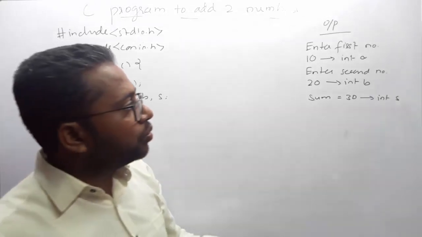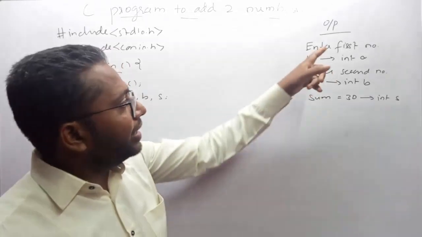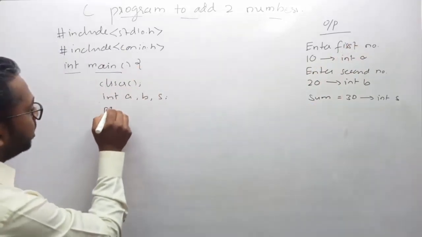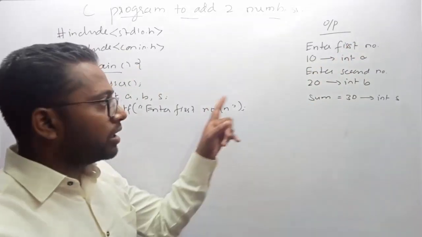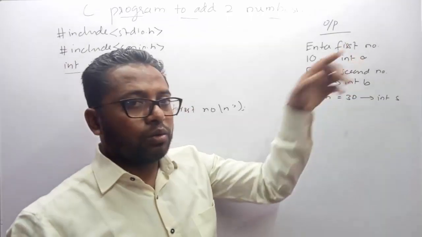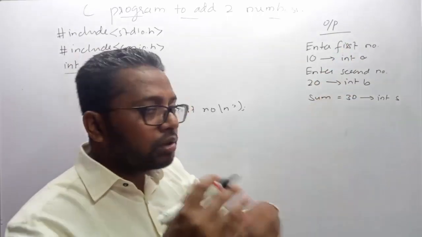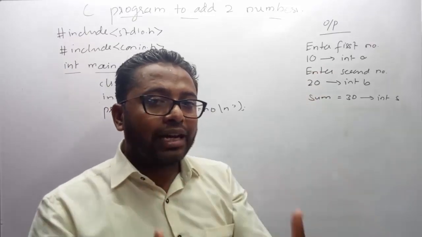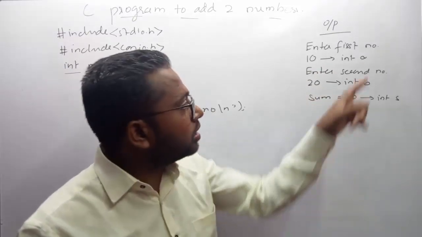Okay. Next, just look at the output. What I need to do is show this message to the user: enter first number, using printf. This message will be shown to the user when this program gets executed. Then the user will enter a value, let us say 10.